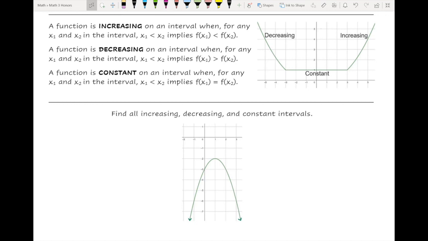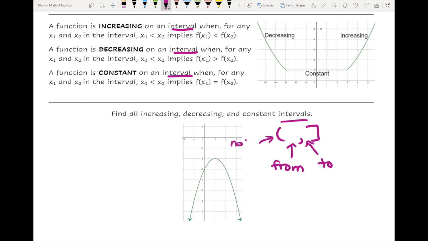Okay, so what does that even mean? First of all, an interval, we're going to see lots of intervals. Intervals are going to be from where to where. So a lot of times we use either parentheses or brackets, but it's going from that first number to the next number. And then again, parentheses would mean that that number is not included. And then the square bracket means that number is included.